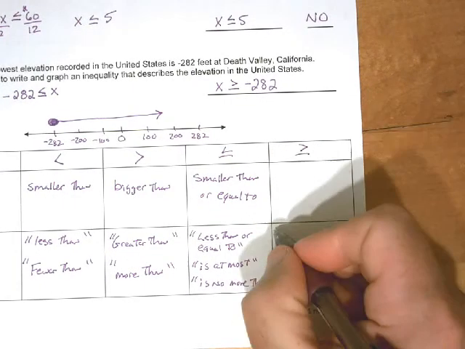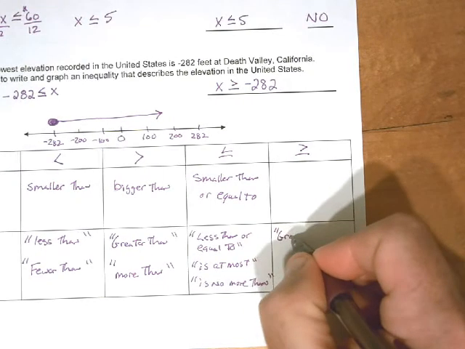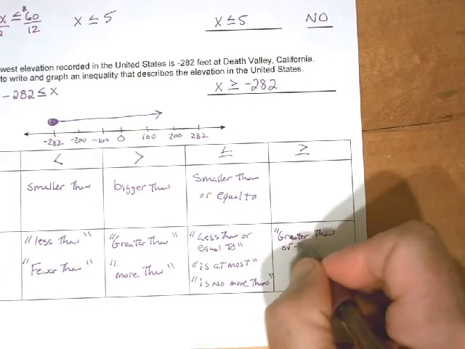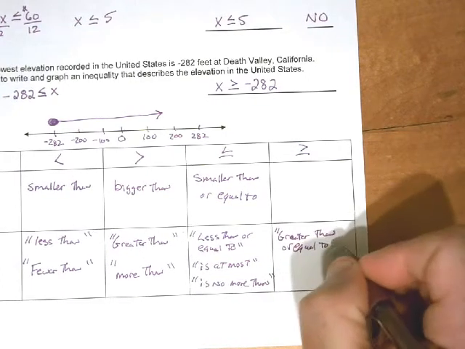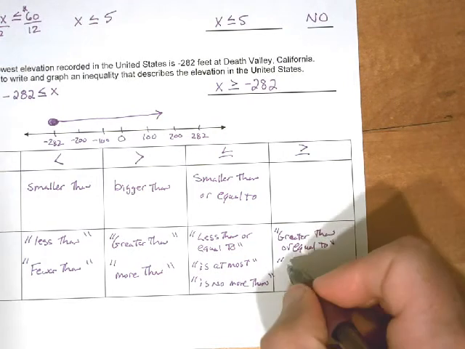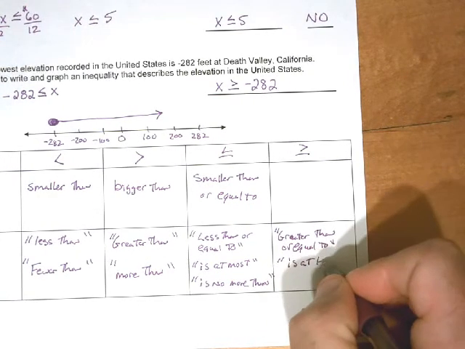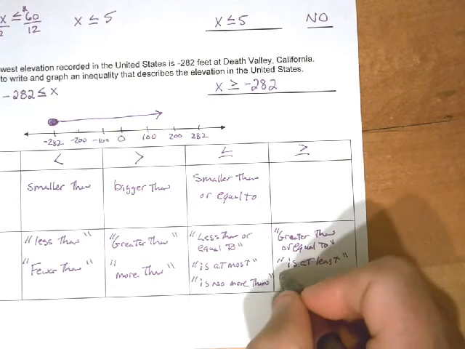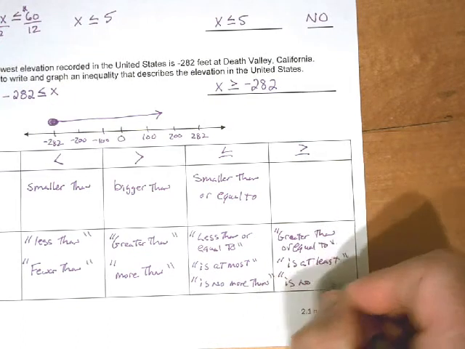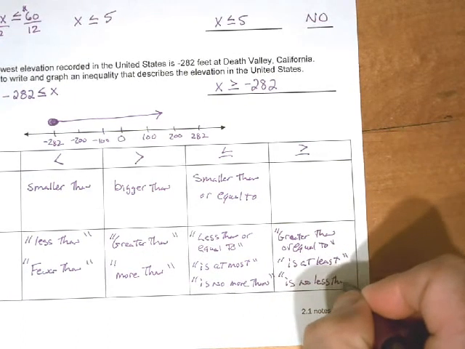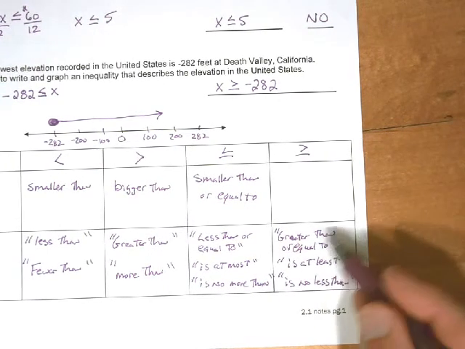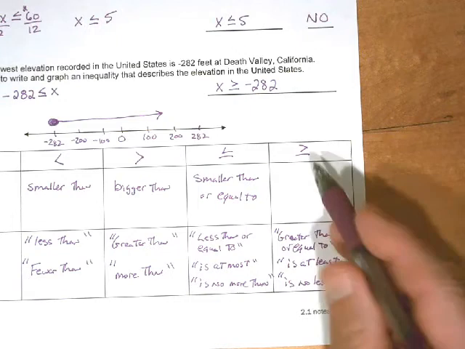And then last but definitely not least is greater than or equal to. So that's the first one here. Greater than or equal to. You will also see it as is at least. So is at least. And the third one here is no less than. So again, all three of these are very common in our story problems.